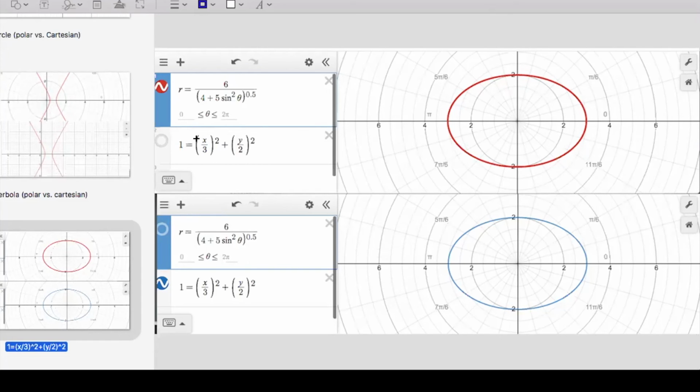I even think you're communicating if you say, well, this is the x comma y equation, right? Because that's really what it is. Right over here, I called it polar versus Cartesian.